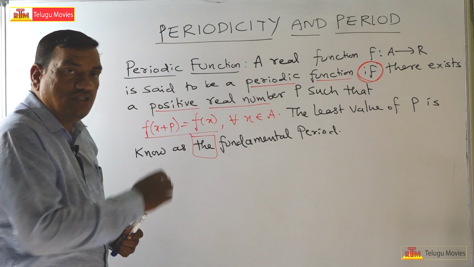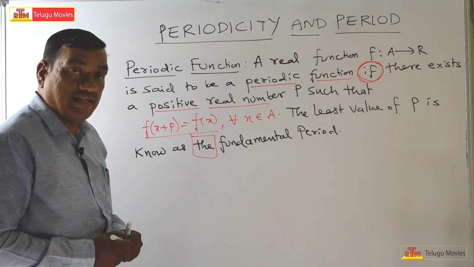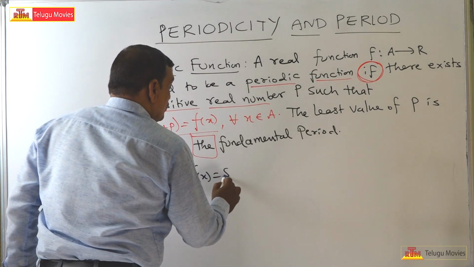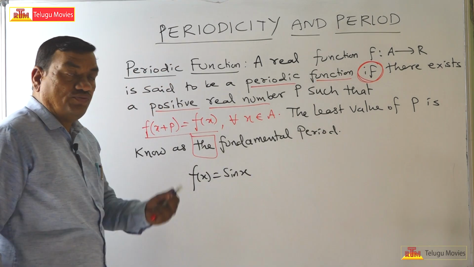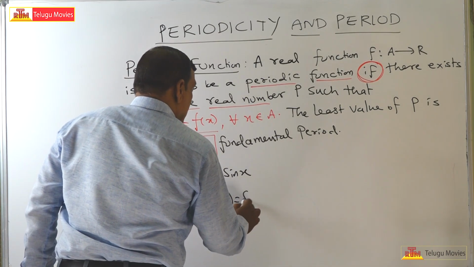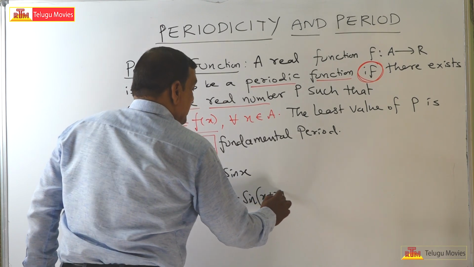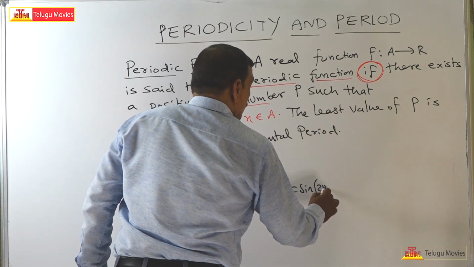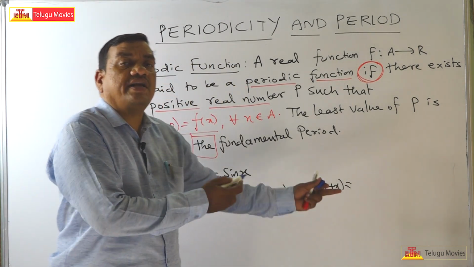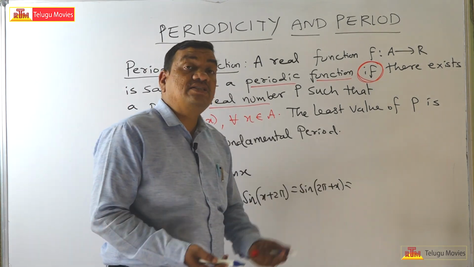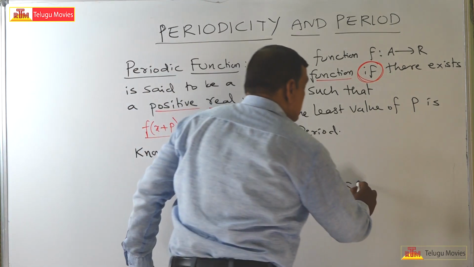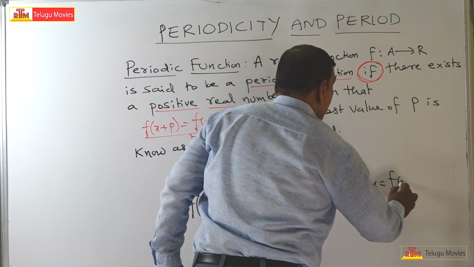Understand? So now, I will explain one example. What is that? Sine function. Let us take the function f of x is equal to sin x. As we know, f of x plus 2 pi, that is sin of x plus 2 pi, I will write down for my convenience sake as sin of 2 pi plus x. Already in trigonometry I explained that sin of 360 plus theta means again it will go to the first quadrant. In the first quadrant sin is positive. Again you are getting f of x.